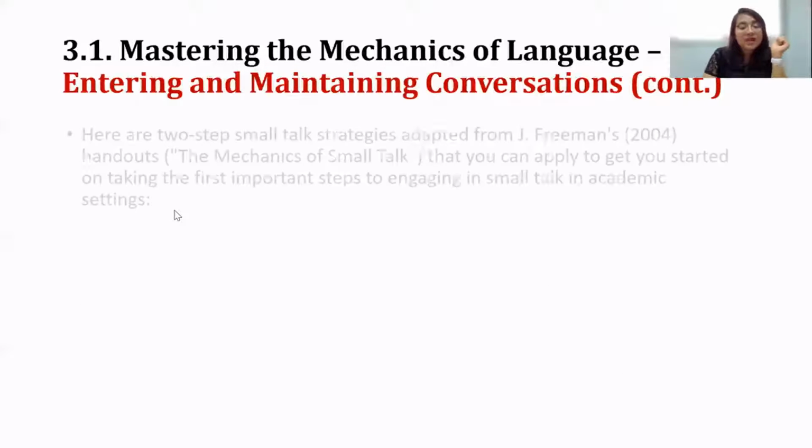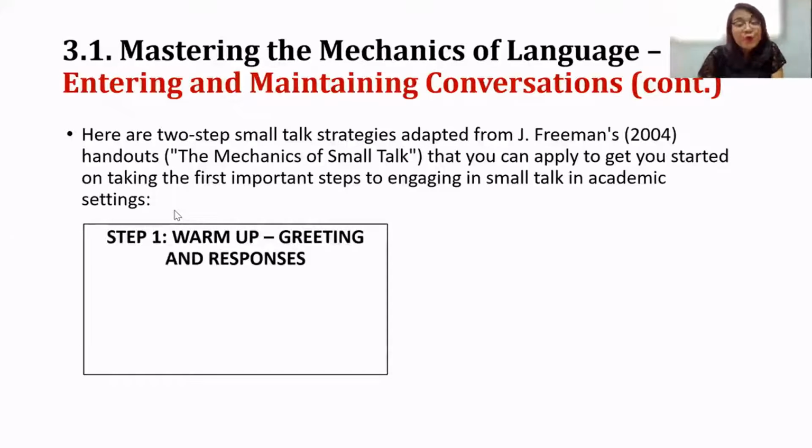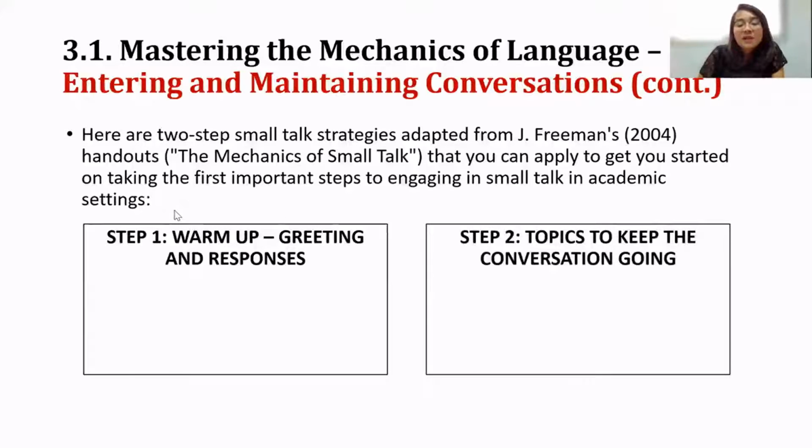Still about entering and maintaining conversations. Here are two-step small talk strategies adapted from Freeman's 2004 handouts. The title is The Mechanics of Small Talk. These strategies can be applied to help us take the first important steps to engaging in small talk in academic settings. Those two steps are: number one, warm up, greeting, and responses; and number two, topics to keep the conversation going. So first, we enter it, and second, we keep the conversation going or maintain the conversation.